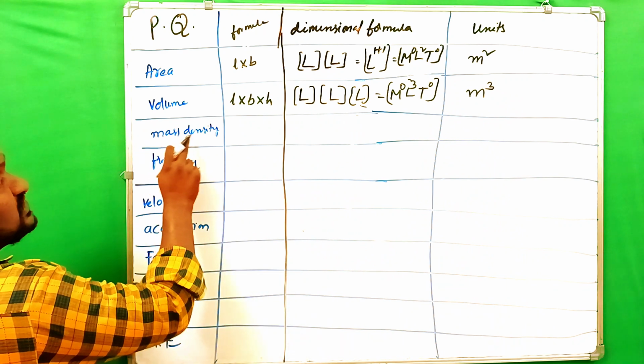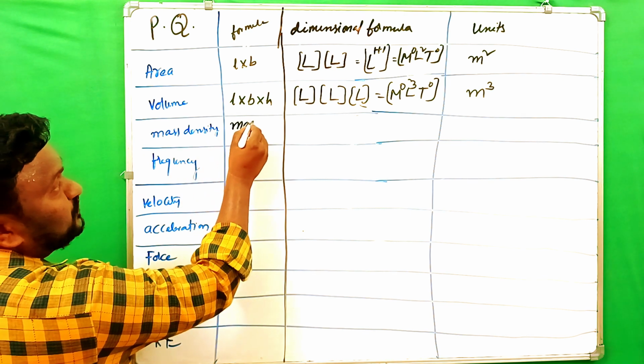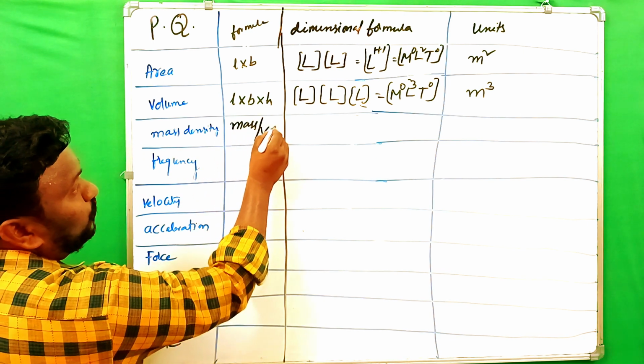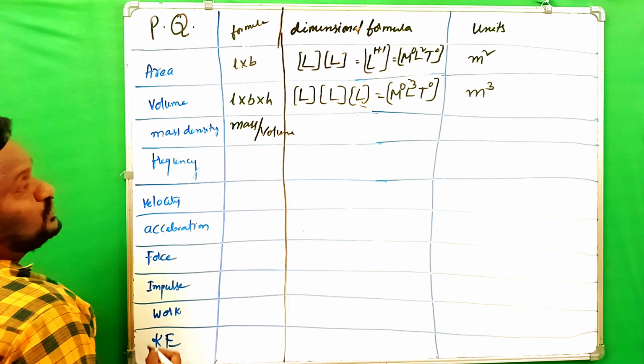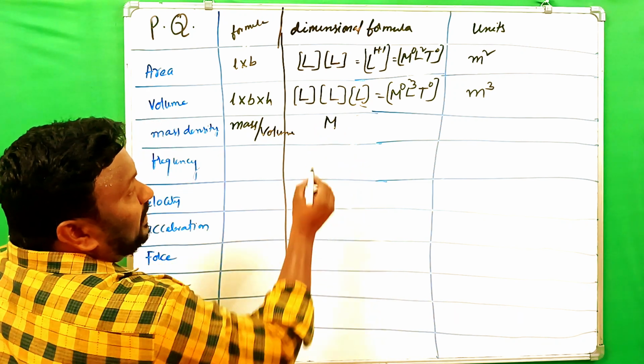And now mass density. Mass density, the formula is mass per volume. So already for mass, the dimension formula is capital M, divided by volume.